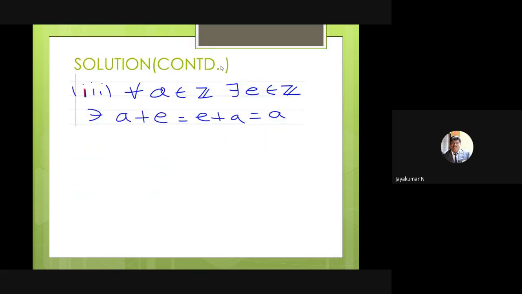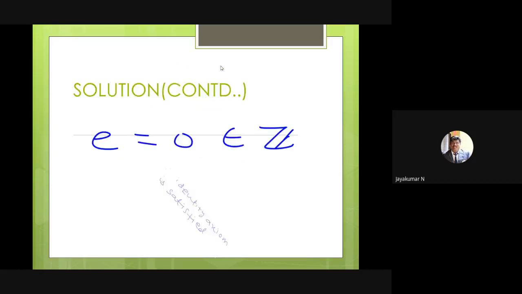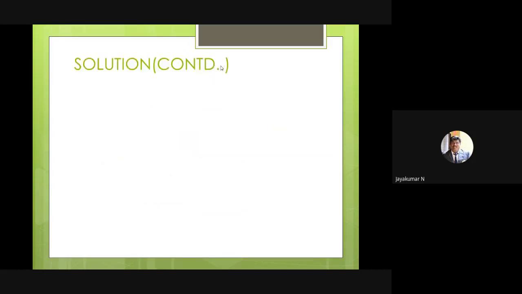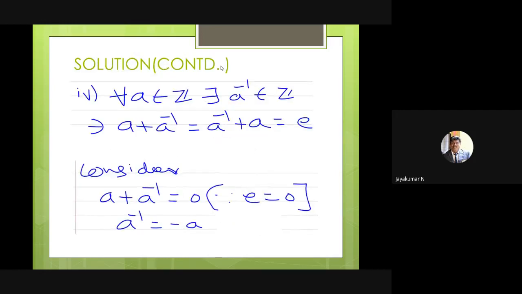Okay. Choose A, and the operation with E which is equal to A. Consider this step. Finally, we derive the E value. Whether the E value belongs to the corresponding set, then we can say the identity axiom is satisfied. Similarly, for the inverse axiom, we consider A star A inverse equal to E. From that, I can derive the A inverse value. You have to check whether A inverse belongs to the corresponding set or not.